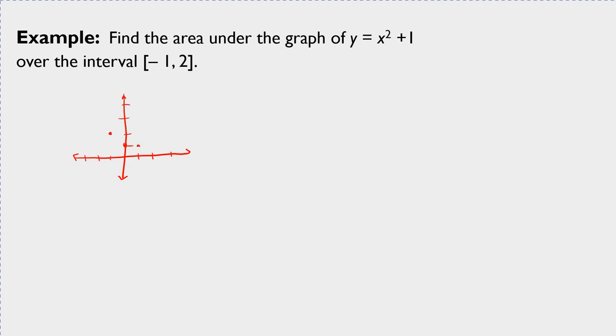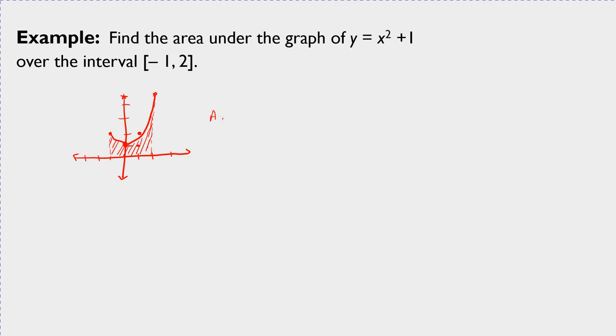I'm sorry. When you plug in a 0, you get 1. When you plug in 1, you get 2. When you plug in 2, you actually get 5. So the graph looks like this. So we want to find the area, this red shaded area here.